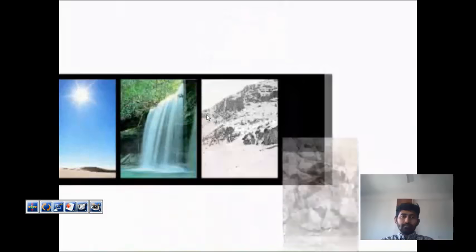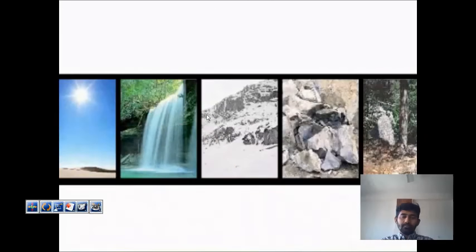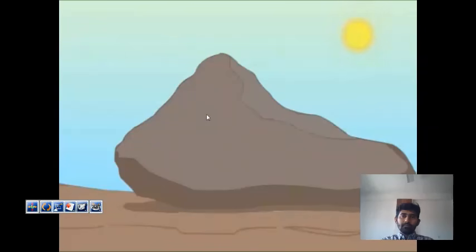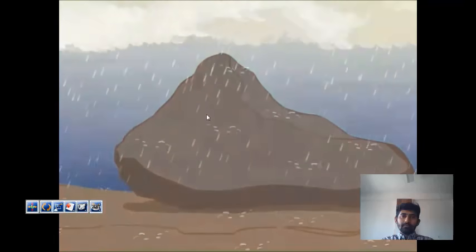The action of sun, water, ice, wind, and plants break huge pieces of rock to form soil. The process of soil formation is very slow, taking thousands of years, and is known as the weathering of rocks. The rocks are continuously exposed to the agents of weather, constantly heated by the sun and cooled by the rain.